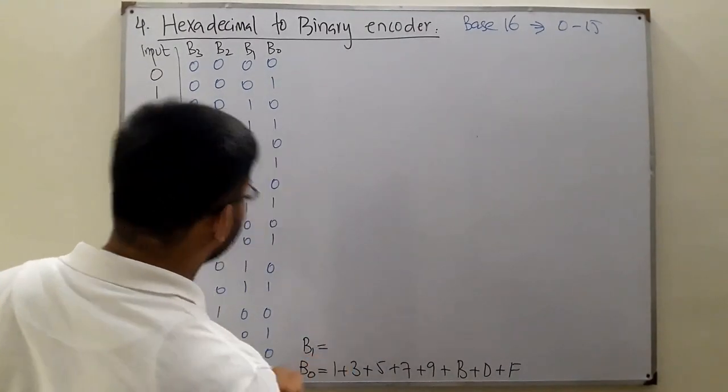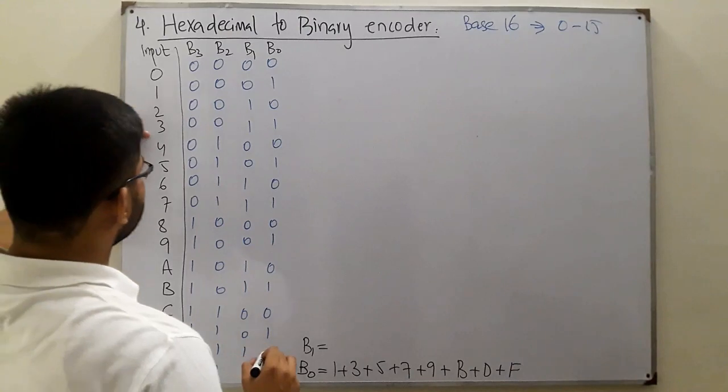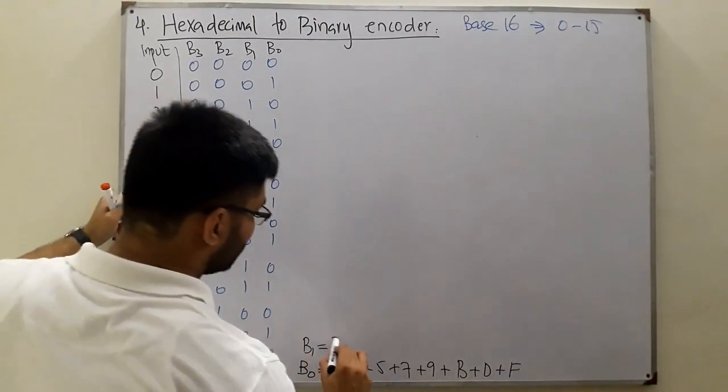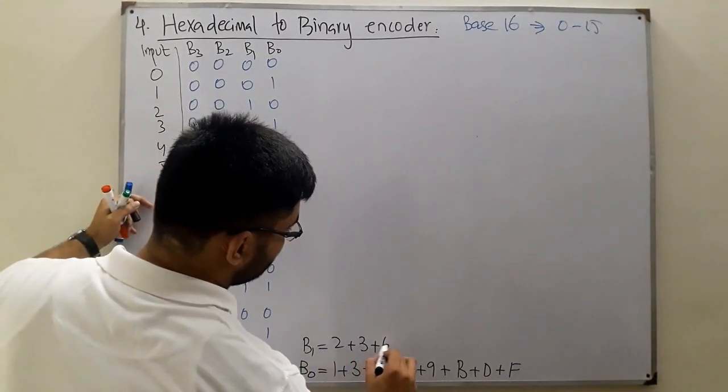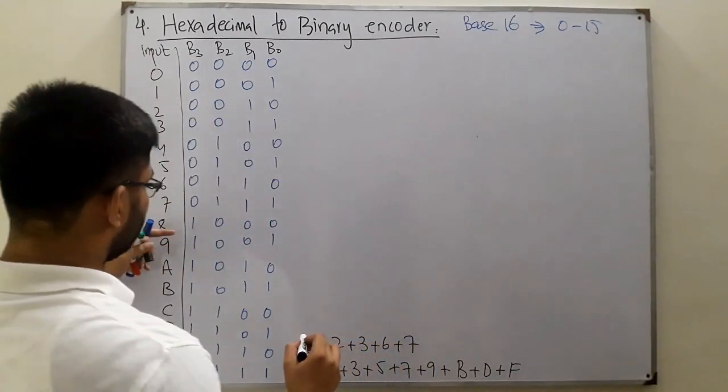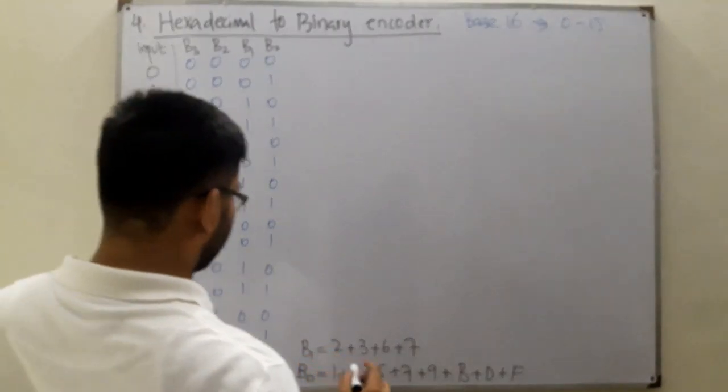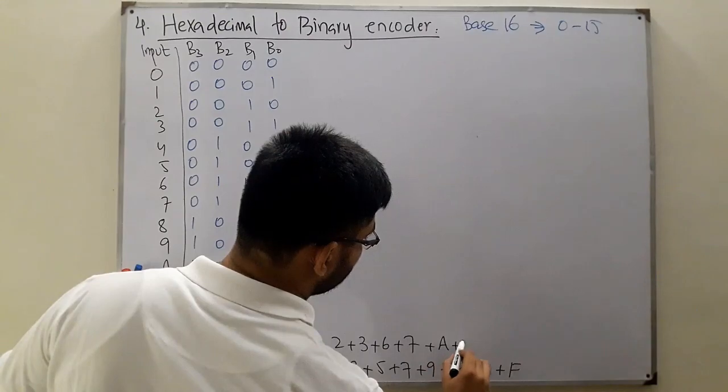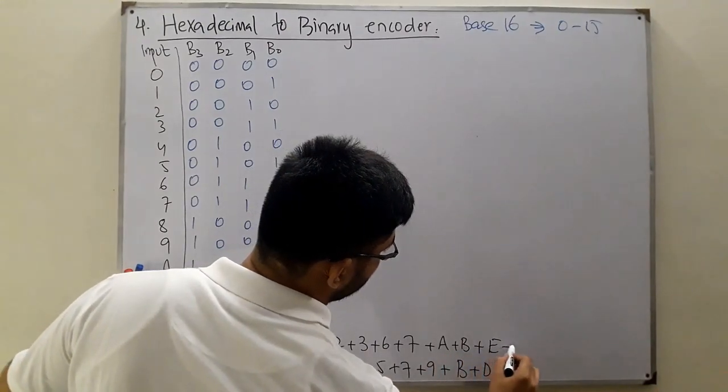Similarly, for B1 now. For B1 you have 2, 3, 6, 7, 2, 3, 6, 7. Then you have A, B, and E, F.